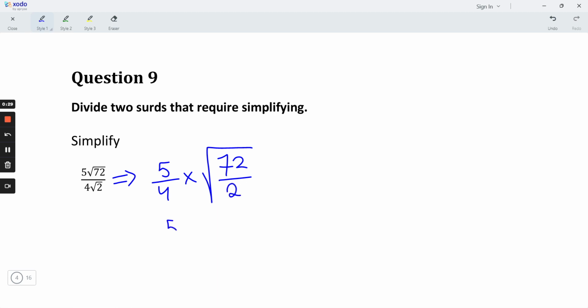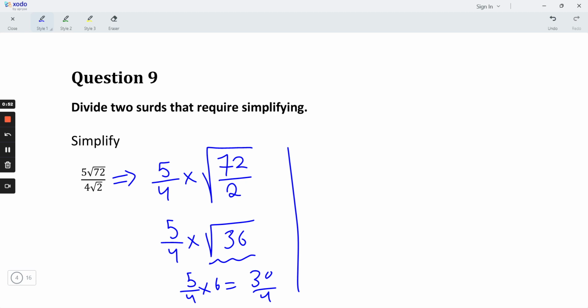This will give us 5 over 4 times the square root of 36, because 36 times 2 is 72. Now the square root of 36 is 6, so 5 over 4 times 6, which is equal to 30 over 4.